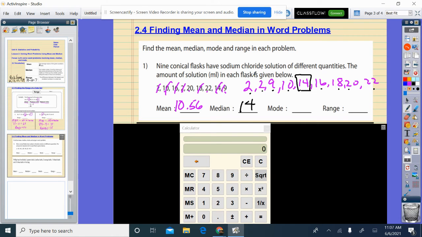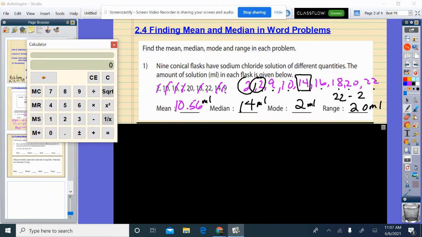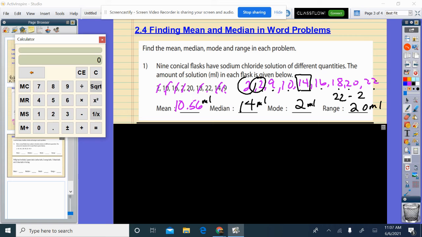And what's my mode? My mode is the one that shows up the most, and that is 2. And what's my range? My range is the maximum value, 22, minus the minimum value of 2. So my range is 20, and this is in milliliters. So this range is 20 milliliters from the lowest amount in one flask to the most in another flask. That's how we solve word problems using mean, median, and range.